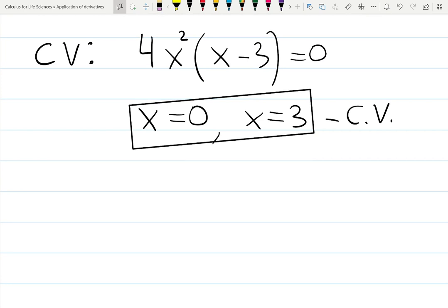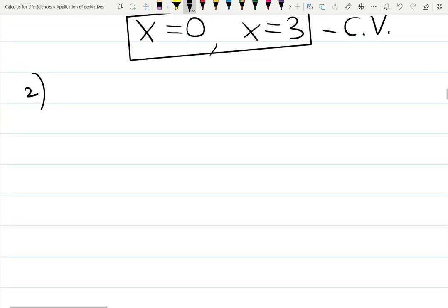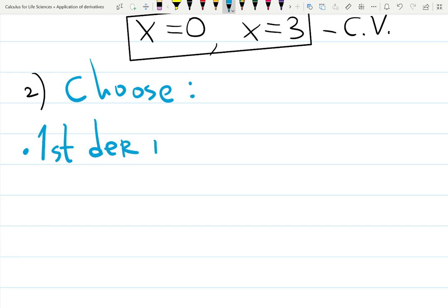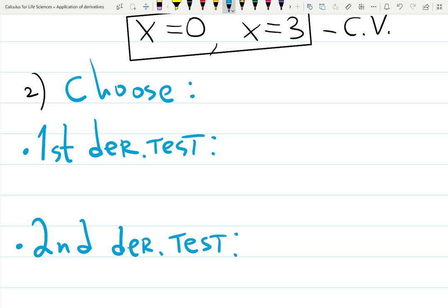Step two, just like we did last time, we're going to do a sign line. But now we know that we can do two types of sign line. We can choose to do the first derivative test, which we learned before, or the second derivative test, which we just learned right now and did not do yet. So that's going to be a choice. On a test, we're going to tell you which one to use. With experience as a scientist, you know which one is handier at which moment. With polynomials, the second derivative test is better. With fractions, the first derivative test is better, and so on. So now we can choose.